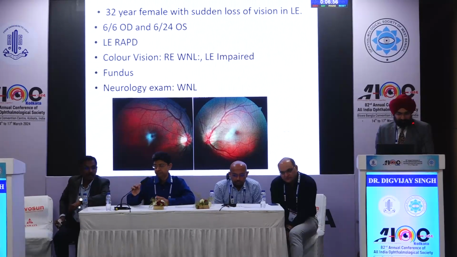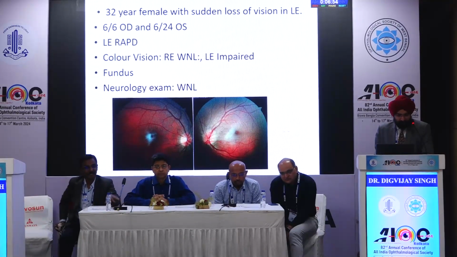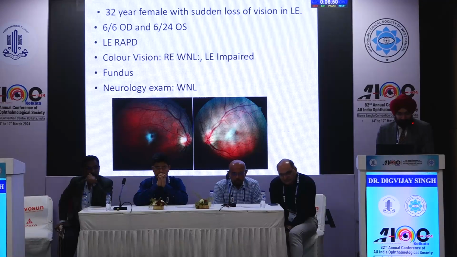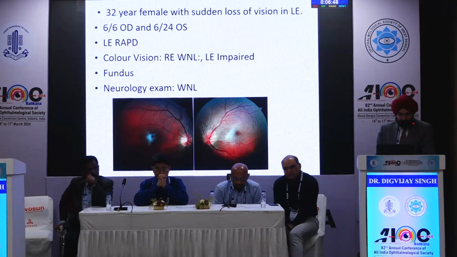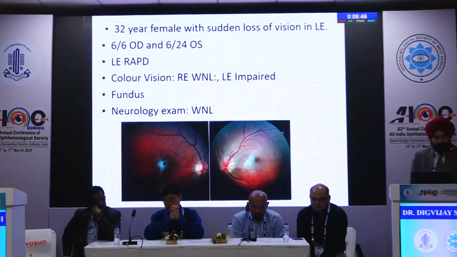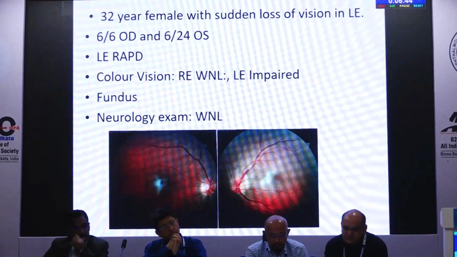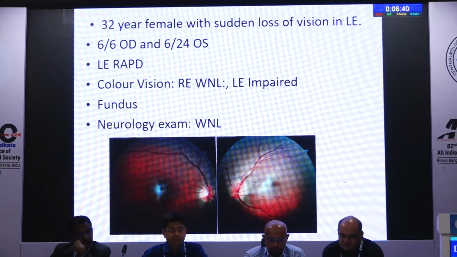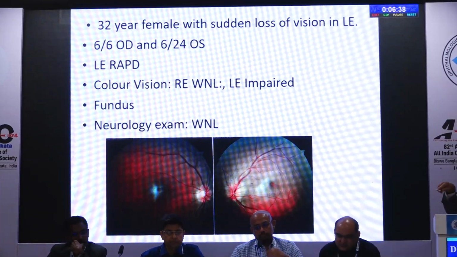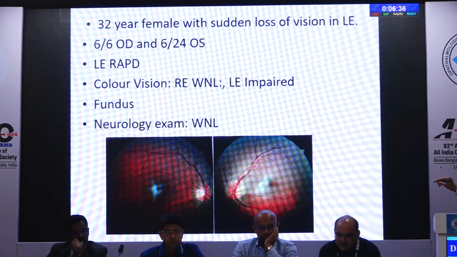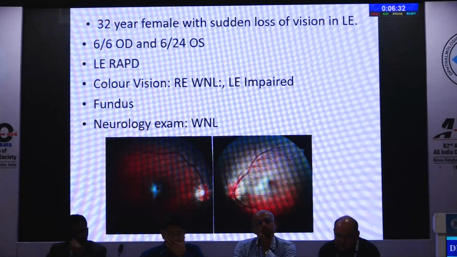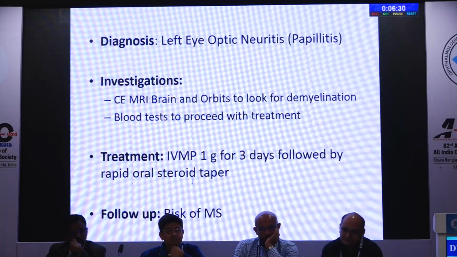So the first case is a young female who's presenting with an RAPD in the left eye. There was a subacute vision loss. You can see that the left eye vision is lower than the right eye vision. The color vision was affected in the left eye, and this was out of proportion to the vision. And the fundus that we can see here is showing a hyperemic looking edematous disc. So this is similar to what Dr. Rohit had presented earlier, and these are cases of papillitis.